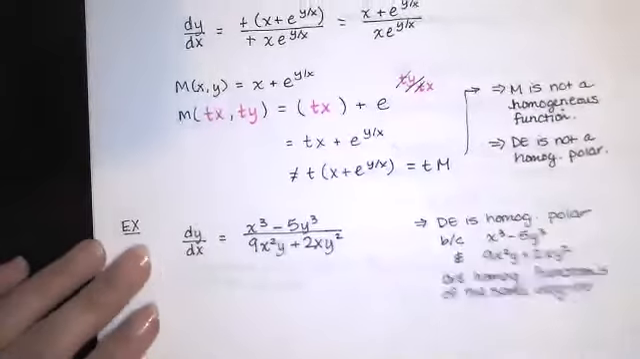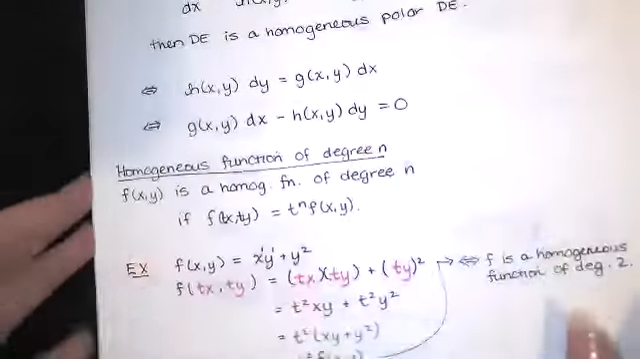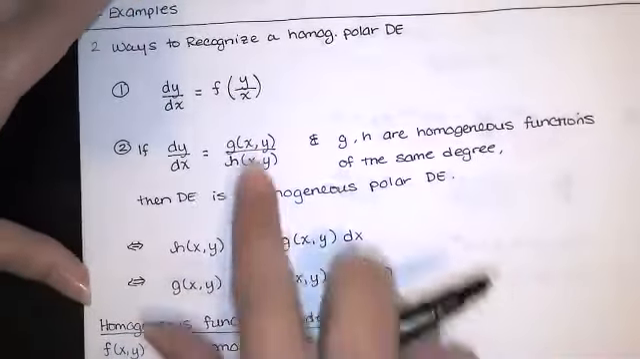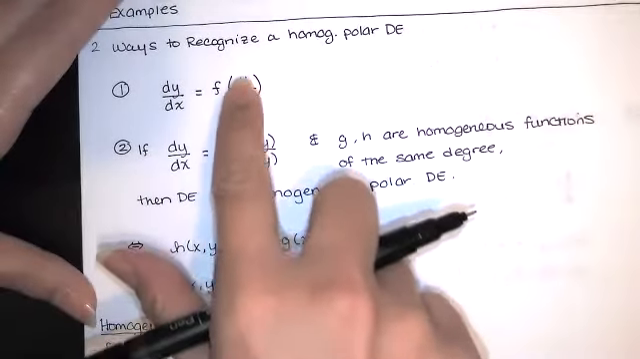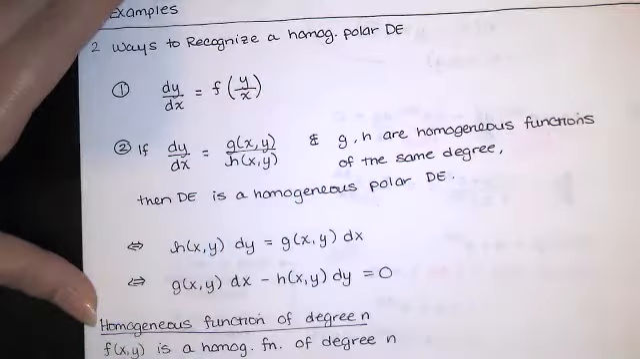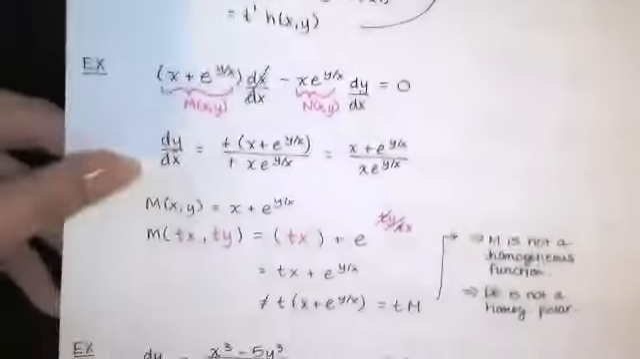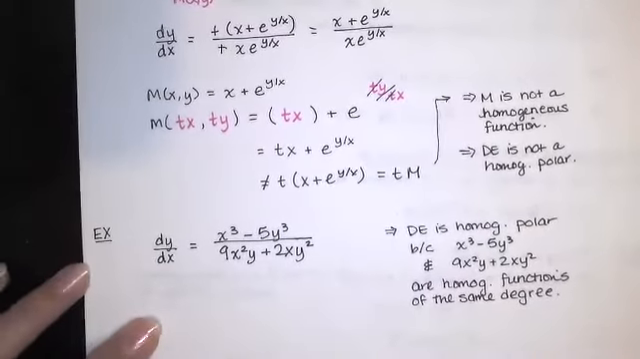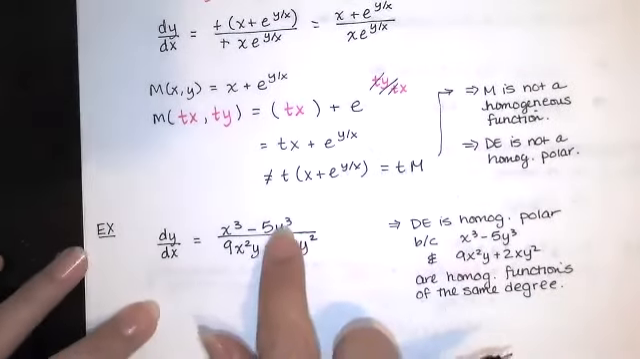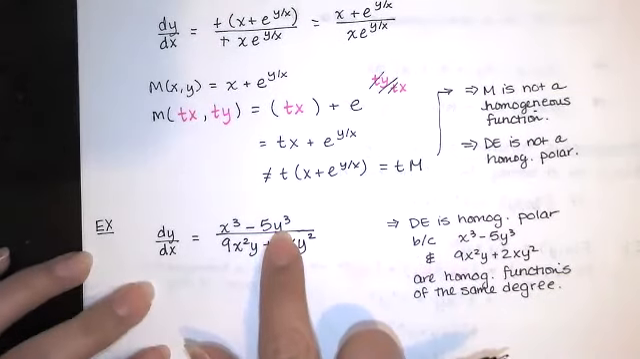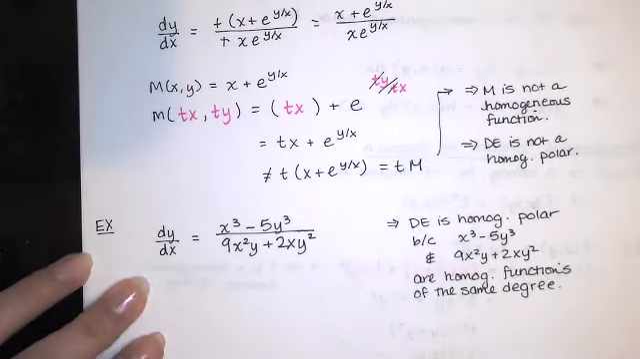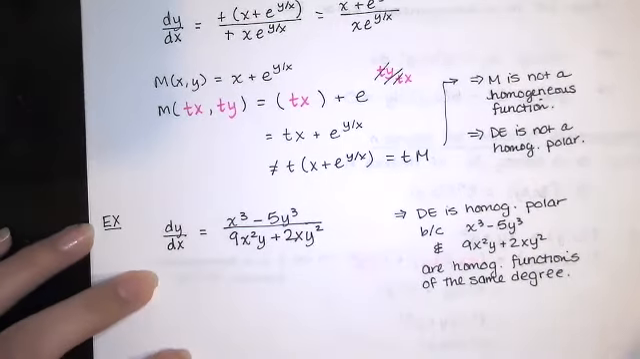Now, the claim is that if these two guys are homogeneous functions of the same degree, then this function on the right-hand side can be rewritten as a function of y over x, or x over y. Either one would be fine. So now I've got to do a little bit of algebra. I'd really like this, instead of being a y cubed, to be a y over x cubed, so that it matches that form.